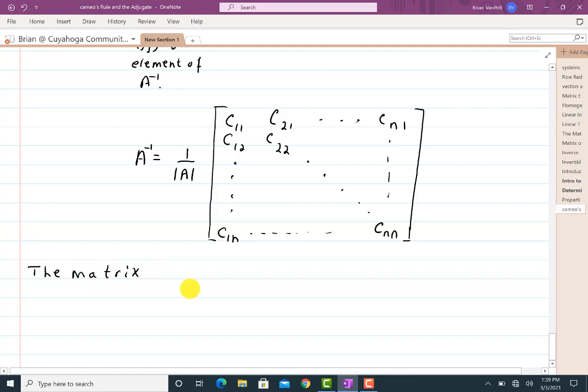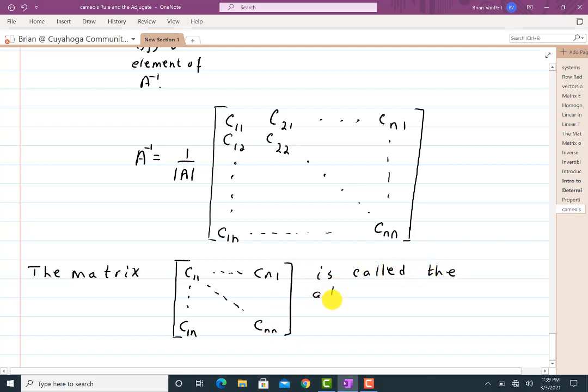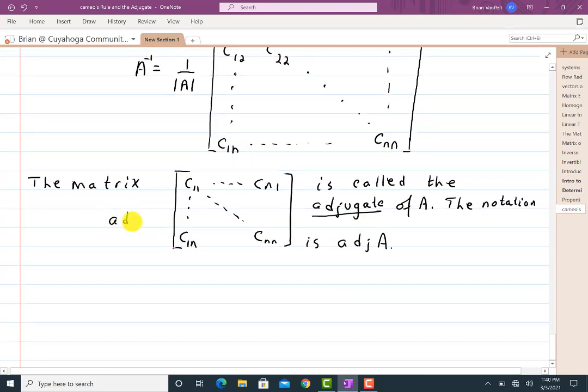The matrix, I'll make it small, C11 up to CN1, C1N, CNN is called the adjugate of A. The notation is ADJ of A. ADJ of A equals this matrix of cofactors.